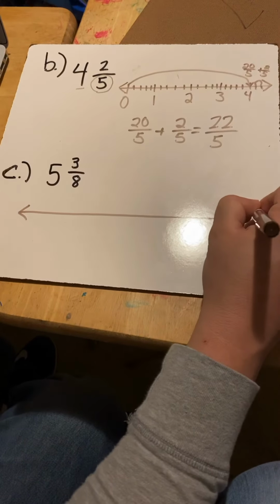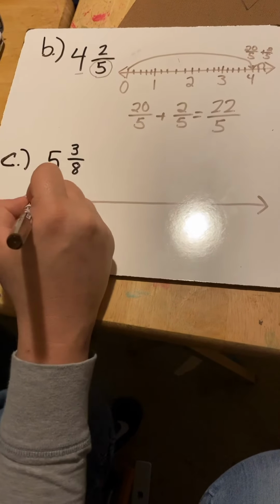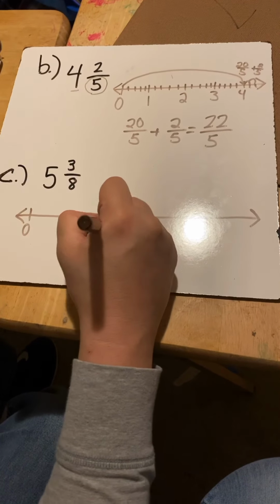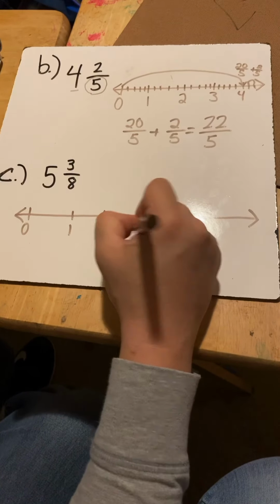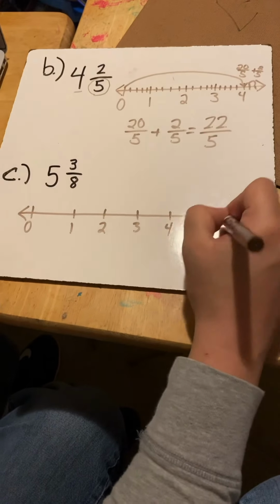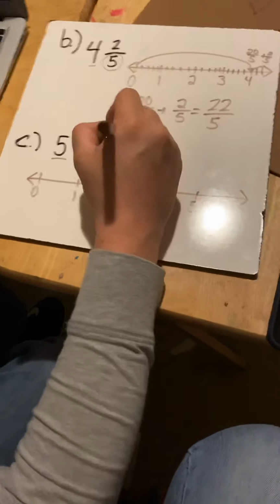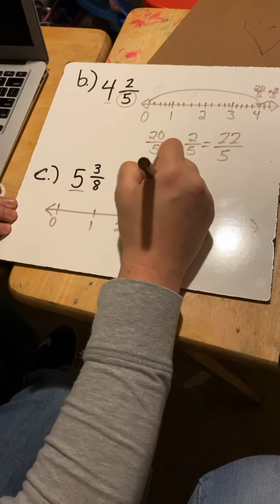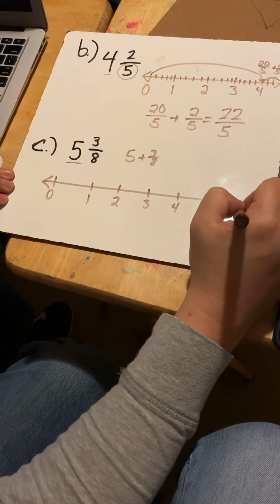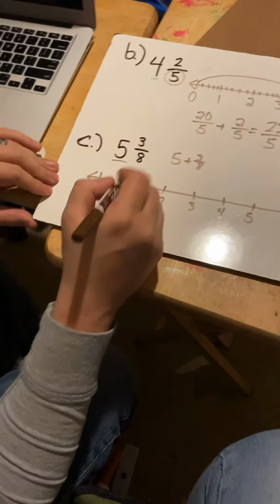And we'll start at 0. And we're going to go all the way here to 1, 2, 3, 4, 5. And we didn't just stop at 5. We actually had to add, this is really 5 plus 3/8. So here would be 6. And now each one of my wholes here, I'm going to divide into how many pieces?